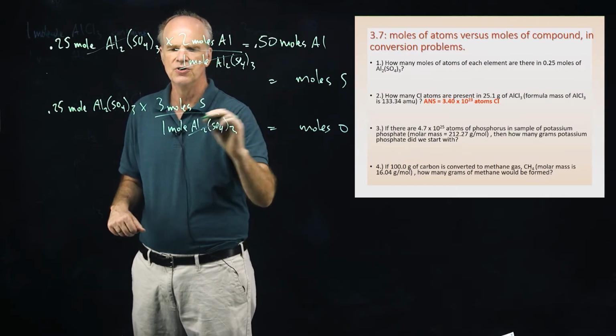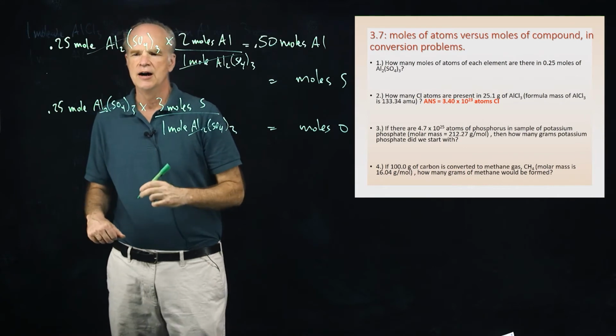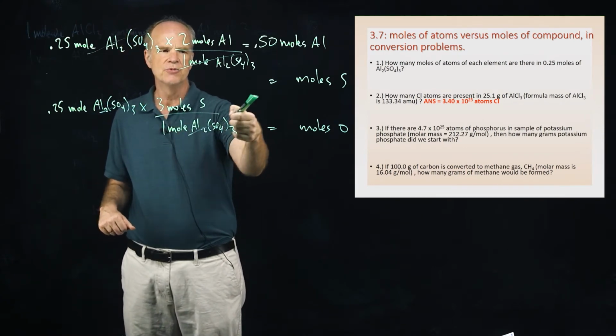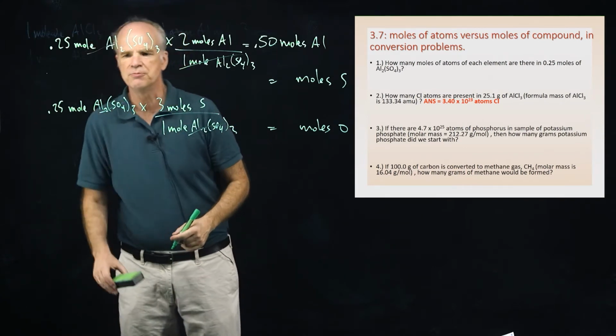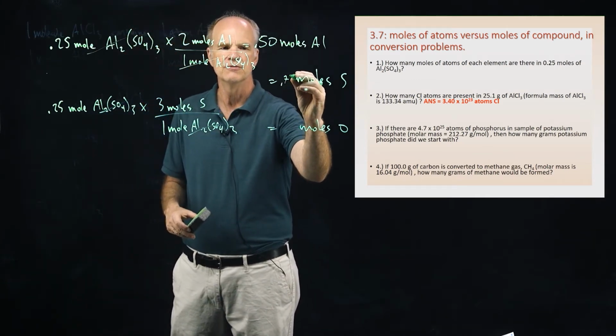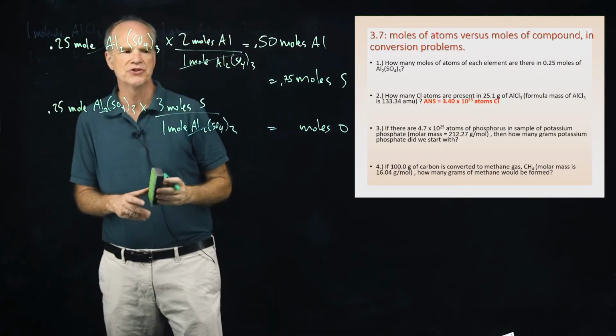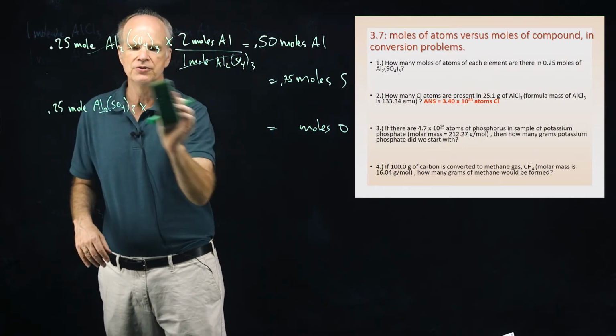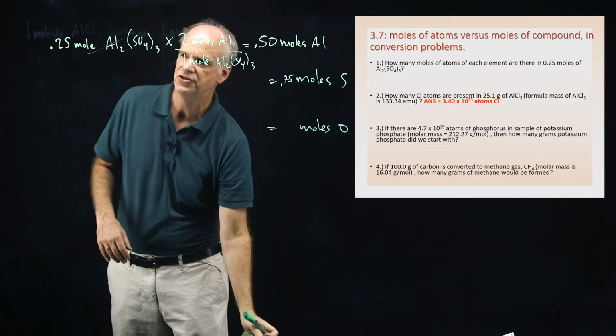And so moles of aluminum sulfate cancel out. So you should get an answer in moles sulfur. And so it should be 0.25 times 3, so that should be 0.75 moles of sulfur. Okay, so let's try moles oxygen.